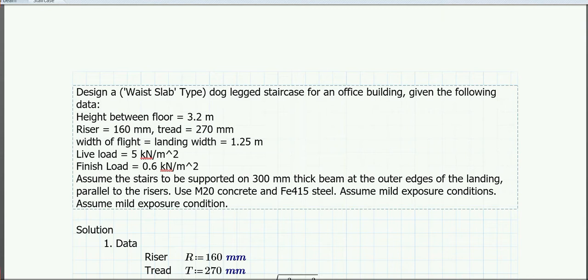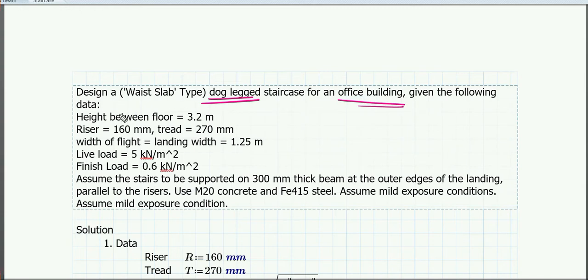Also, from the perspective of design, you might get cantilever kinds of staircases as well. Here we are going to discuss the dogleg staircase. I think there is no need to discuss what a dogleg staircase is, so we will directly dive into our problem. The question is: design a dogleg staircase for an office building.